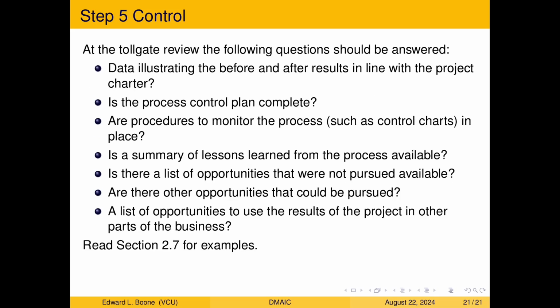At the tollgate review, you should be able to answer the following questions and show that the data illustrating the before and after results are in line with the project charter. So if we said we're going to do this, we actually did what we said, and we have data to back it up. Then we have to evaluate if the process control plan is complete. Did we leave anything out? Do we need to add anything to make it work? Are there procedures to monitor the process, like control charts? Are they ready, already set up? Do I know what my upper and lower control limits are? Things like that.